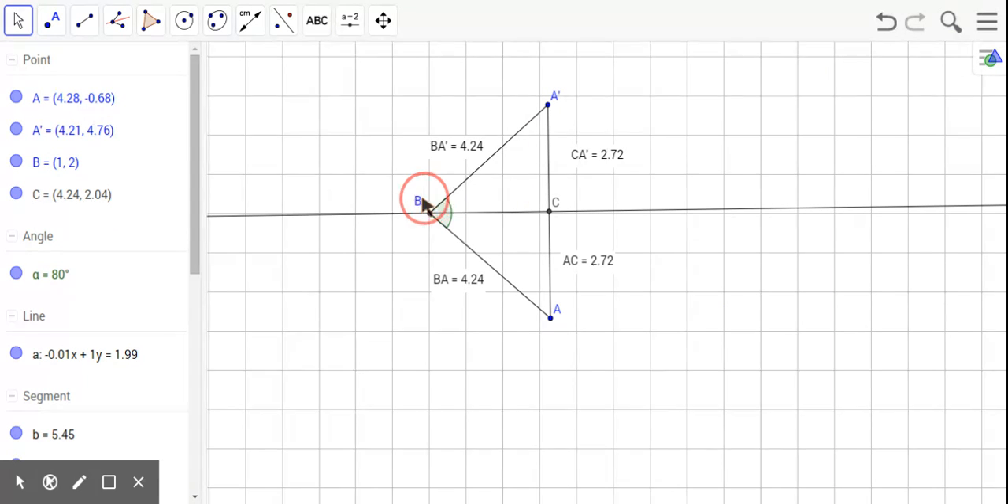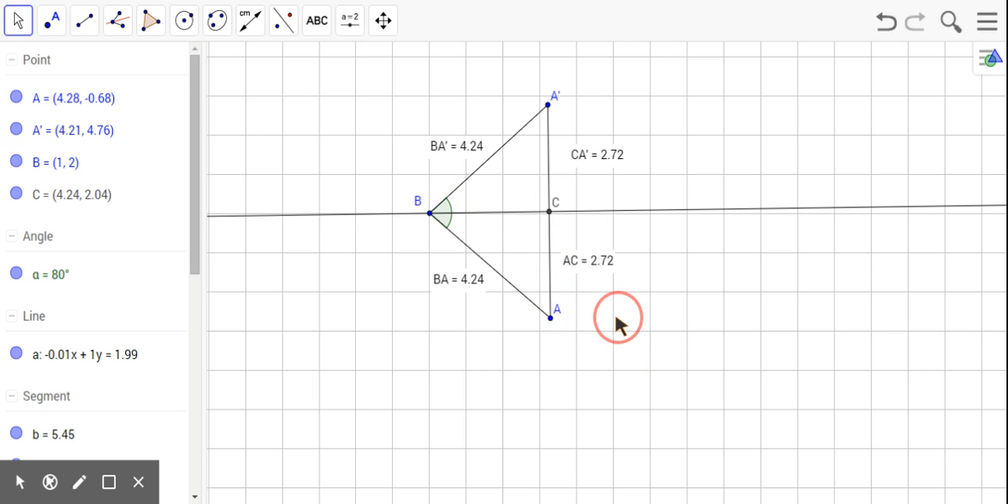What this is a picture of is an angle bisector. We have angle AB A prime, and BC is bisecting this angle. So each of these angles, ABC and CBA prime, are congruent.